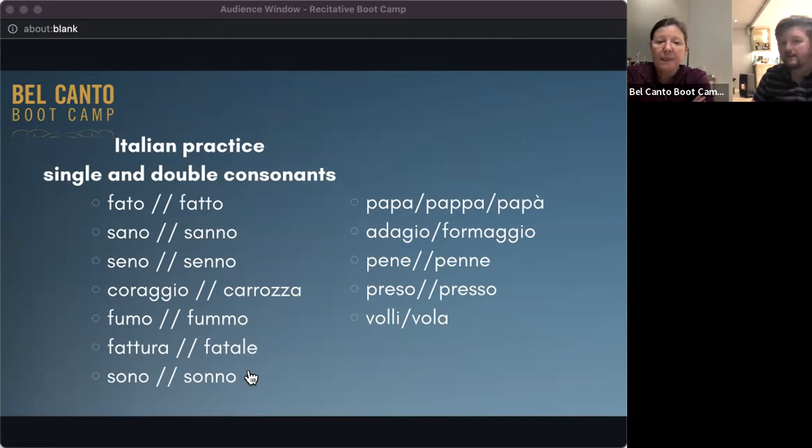Now single D, a da da da da. Now change that D, just take the voice out of it, a da ta ta ta, to make the single T. Yeah, a da ta ta. Good. Got it. All right. So let's read together once through this whole list. Yeah, starting with fato and fatto.